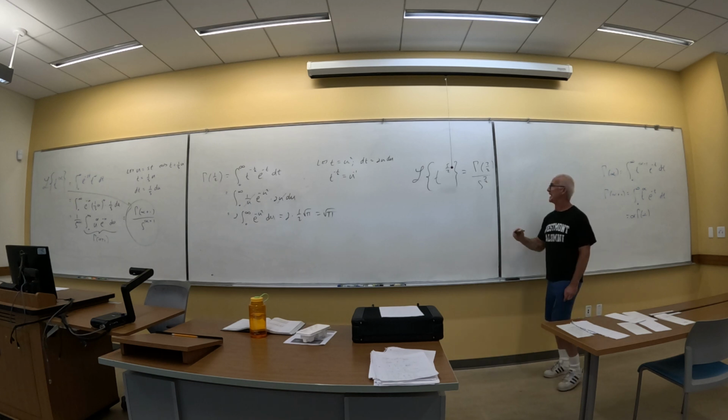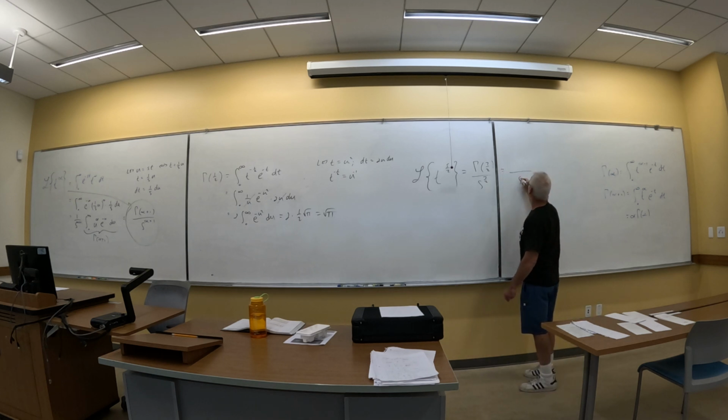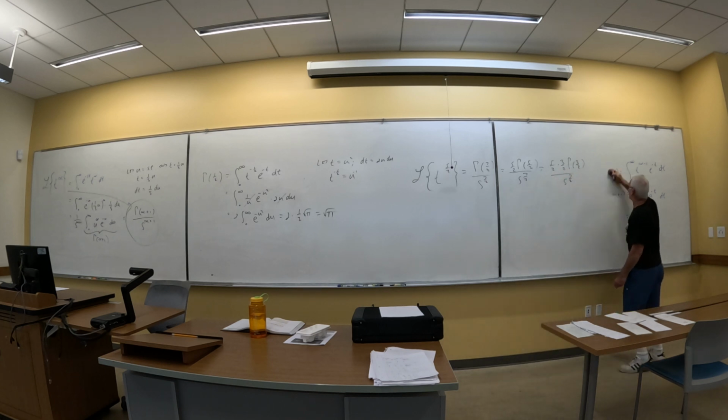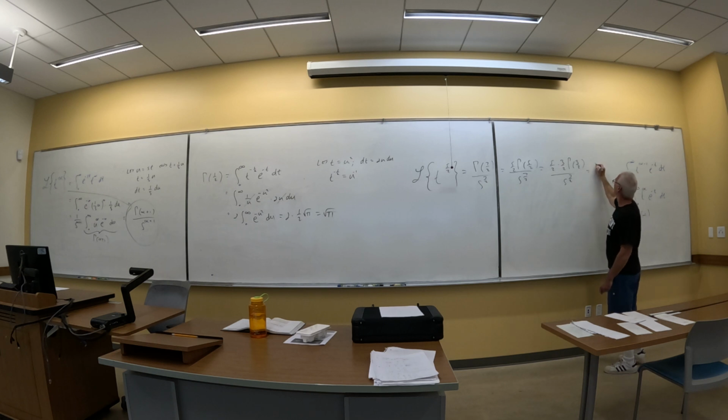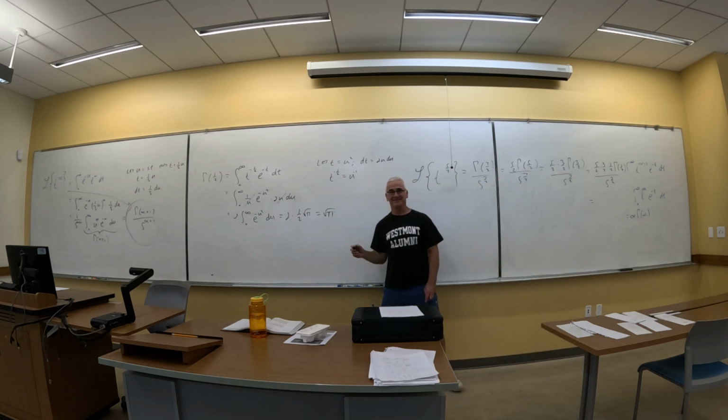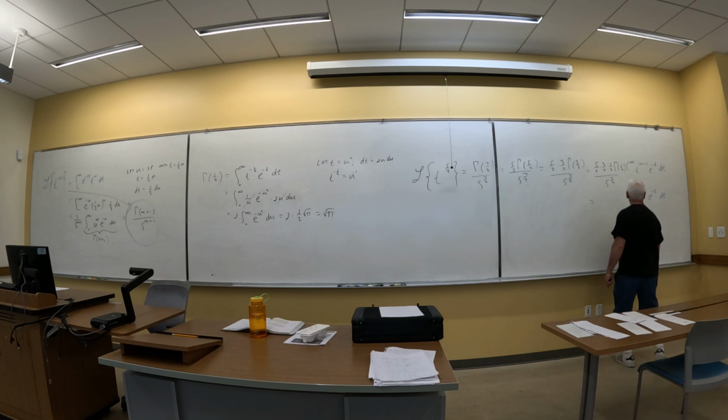I don't know gamma of 7 halves, but I do know it's equal to 5 halves times gamma of 5 halves. But I don't know gamma of 5 halves. But I do know it's 3 halves gamma of 3 halves. But I don't know gamma of 3 halves. But it is what? It's 1/2 gamma of 1/2. But I don't know gamma of 1/2. Oh, yes, I do. It's right here. So do we have a final answer to this question?